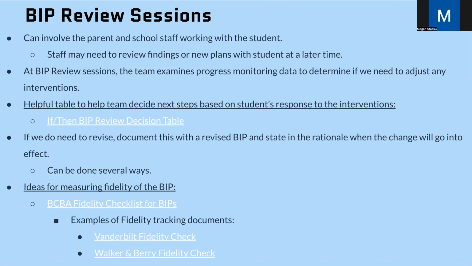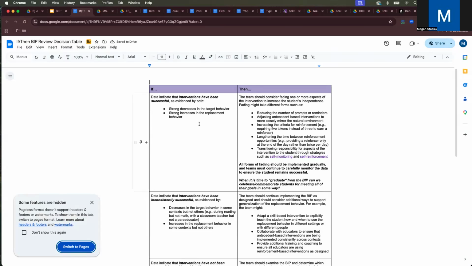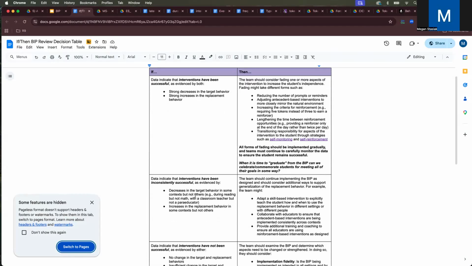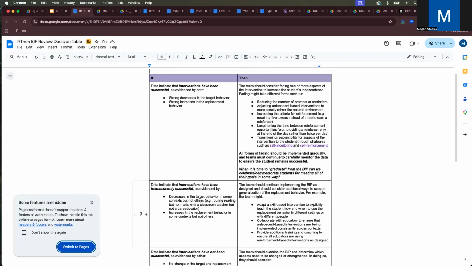So I know making decisions can be a little confusing. So I do have a helpful if-then table that reviews how you'll know if your interventions are successful, because the evidence will show it by this. If they've been inconsistently successful, you'll know by this, and then some recommendations of what to do next. And then if they've not been successful, what you could also look at checking. Due to time constraints, I don't want to go too long. I will let you review this on your own, but always feel free to reach out if you have questions.